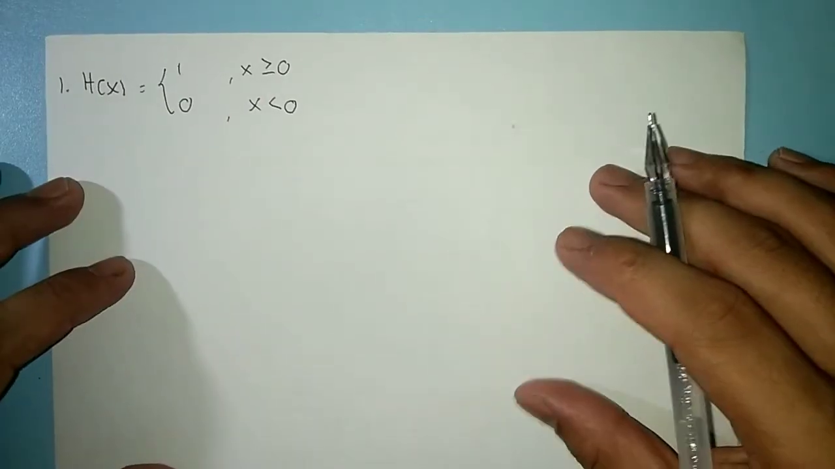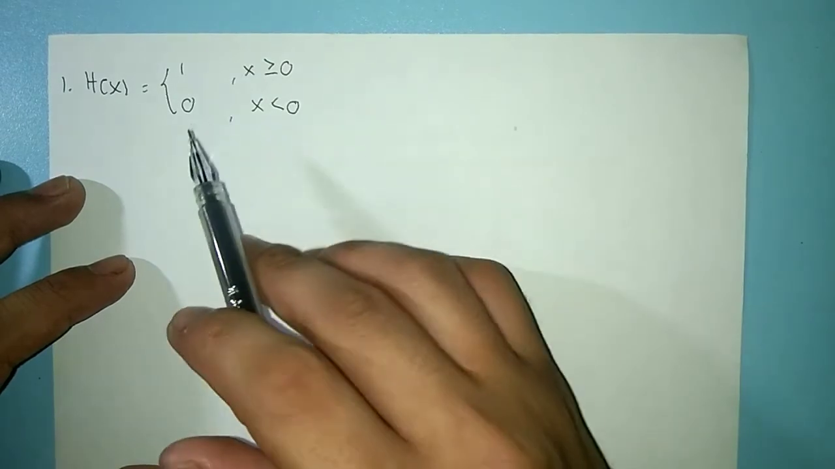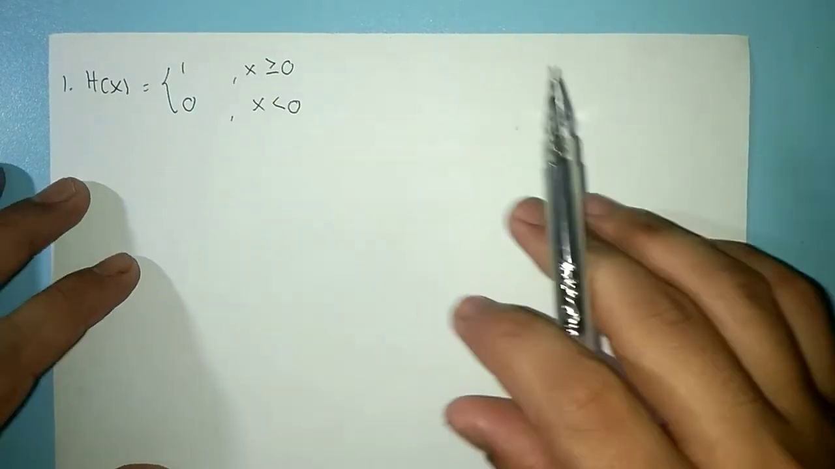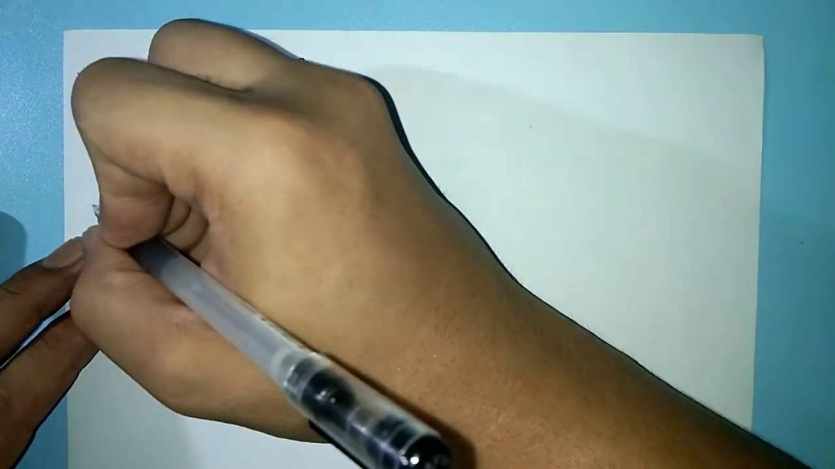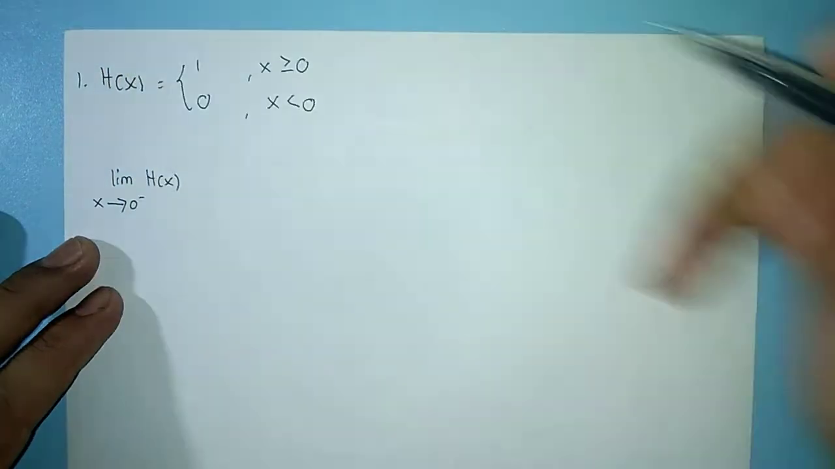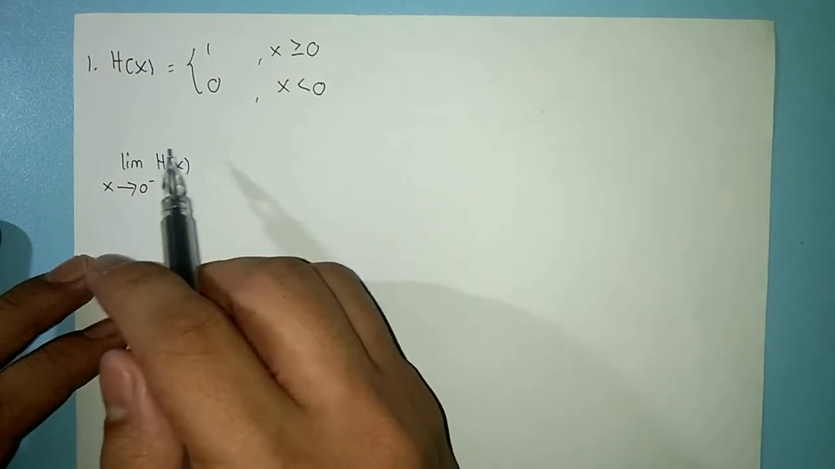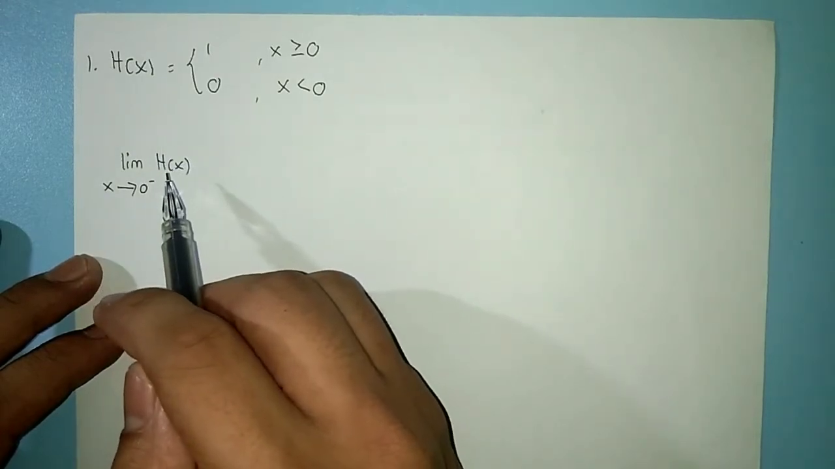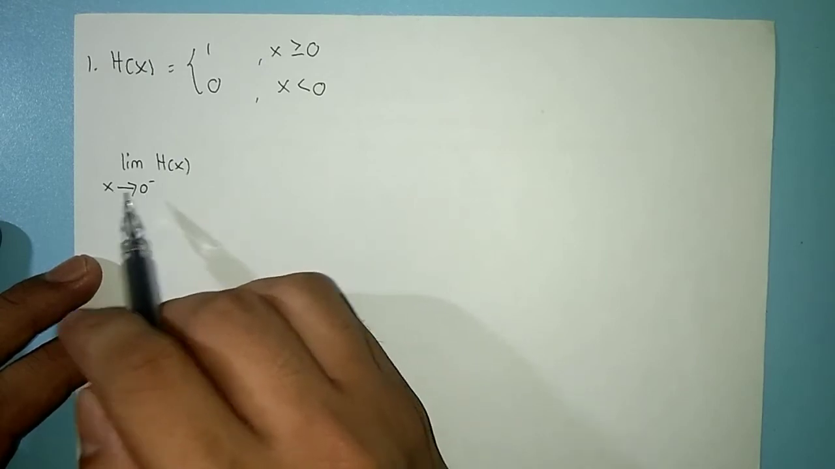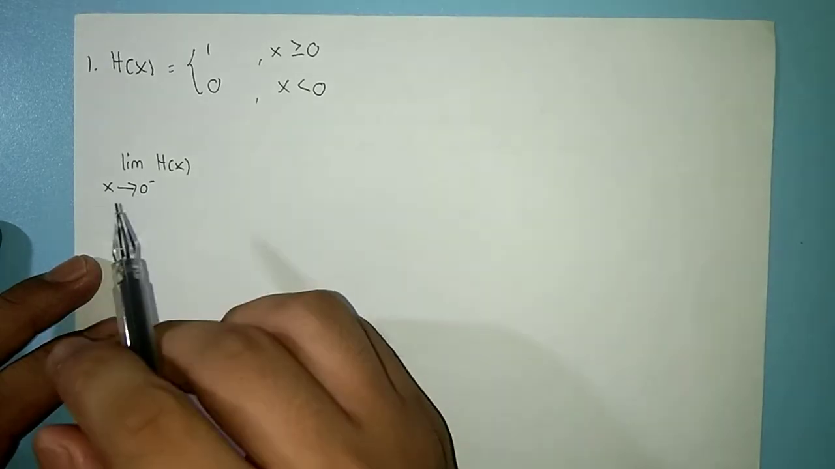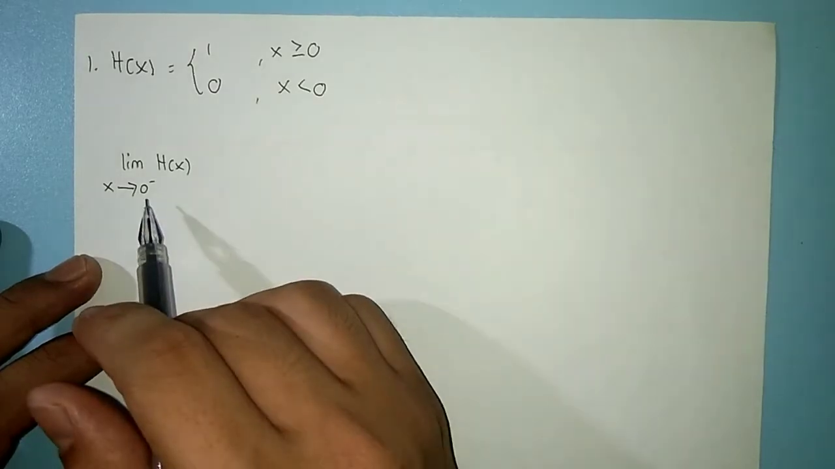Okay, so for example number 1, let's have h of x equals 1 if x is greater than or equal to 0, 0 if x is less than 0. Then hanapin natin yung limit of h of x as x approaches 0 from the left. Okay? So ibig sabihin, obserbahan natin yung values ng function kung saan nag-a-approach as x approaches 0 from the left. So dito, ang pinag-uusapan nating values ng x ay yung mga values na nasa left side ng 0, o kaya naman yung mga values na mas mababa sa 0.